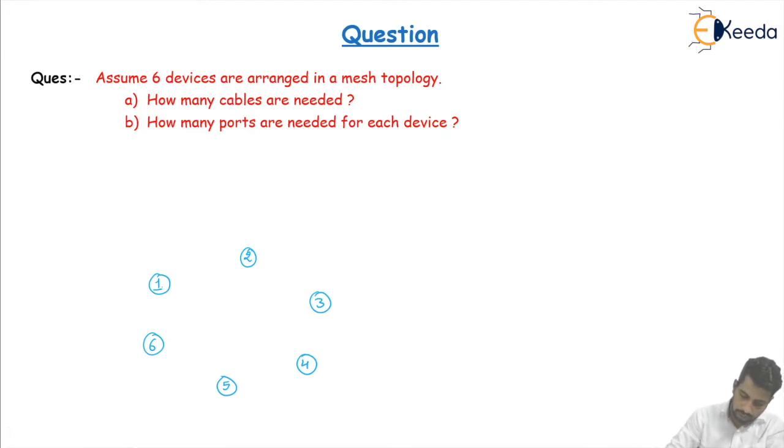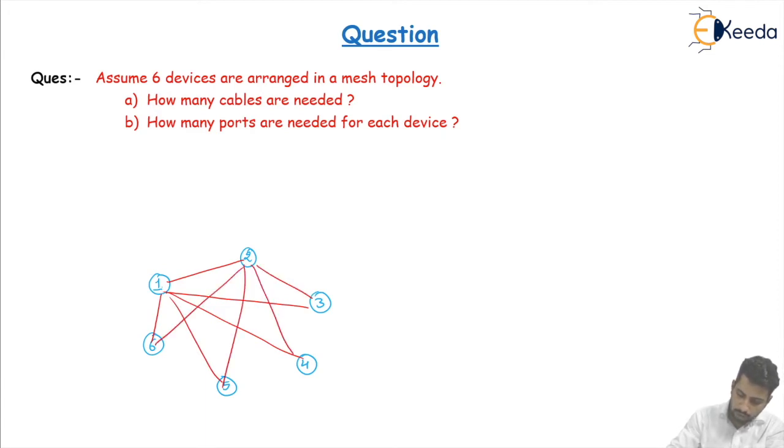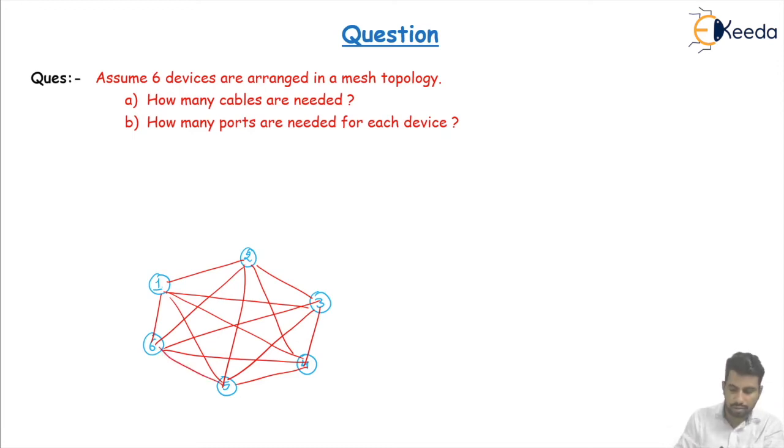Okay, let's connect them. One is connected to two, and one is connected to three, four, five, and six. Two is connected with one already, and three, four, five, and six. Three is connected with one, directly with two, and four, five, and six. Four already has a connection with 1, 2, and 3. Now 5 and now 6. 5 has connections with 1, 2, 3, 4, and makes a connection with 6. Now 6 has a direct connection with 1, 2, 3, 4, and 5. Now this is a mesh network with the 6 devices.